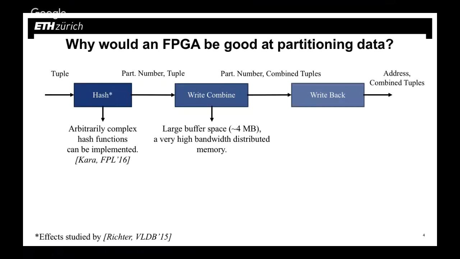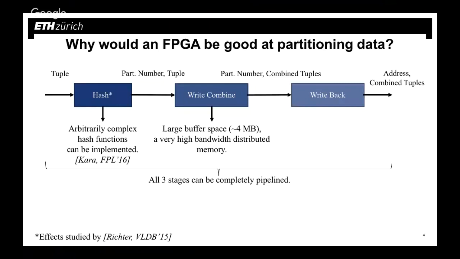All right, the second thing is we can also do write combining very efficiently using the large internal buffer space of the FPGA, which we call block RAMs or BRAMs for short. And these block RAMs provide a very high bandwidth distributed memory on the FPGA logic. Apart from that, we can also use the custom logic capabilities of the FPGA and we can pipeline all three stages of the data flow. So imagine when the first tuple is in the write combining stage, the second tuple can already be in the hashing stage, and these operations can happen in parallel.